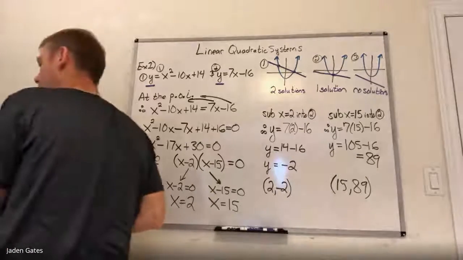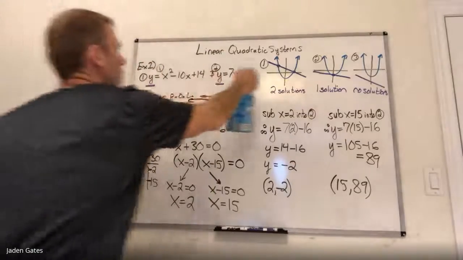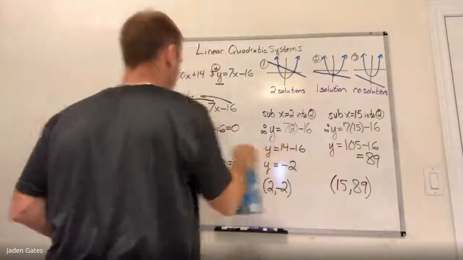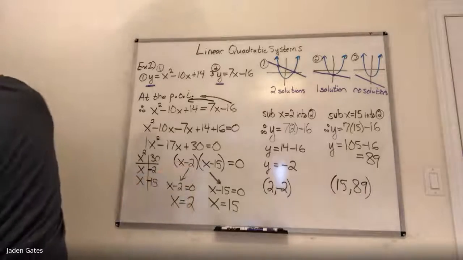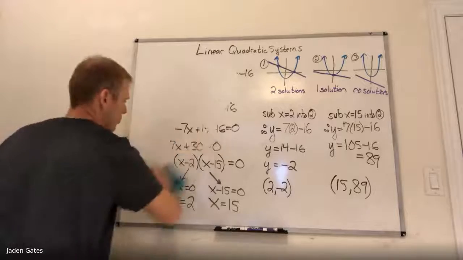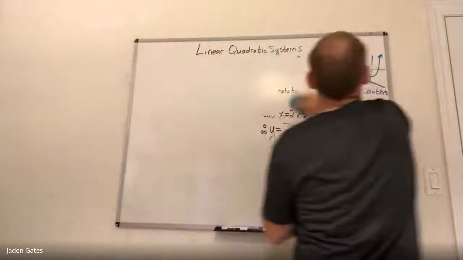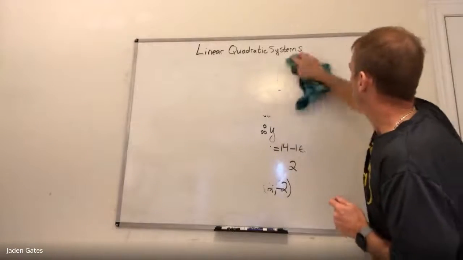Example number 2, again, here we go, a word problem. Gotta have a word problem. Oh, another bird. Birds, squirrels, and balloons. So there's our 3 situations.